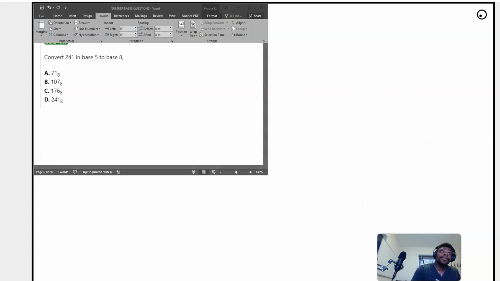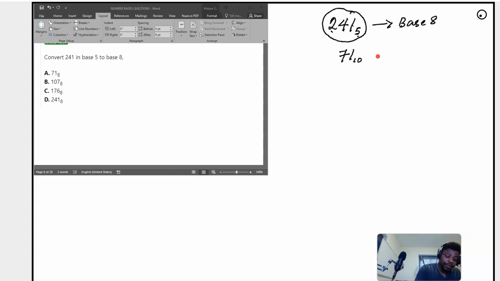Next question. Convert 241 in base 5. We are converting it to base 8. Okay? So the best way is we convert this to base 10 first, because it's in base 5. Then we'll convert that solution to base 8. So let's convert it to base 10 first. 5 times 2, 10. 10 plus 4, 14. 14 times 5, 70. 70 plus 1, that is 71 in base 10. So we want to take 71 in base 10 to base 8.